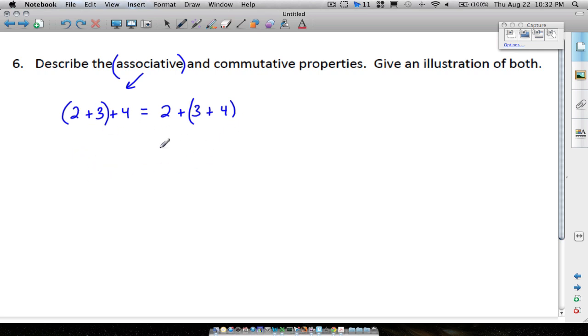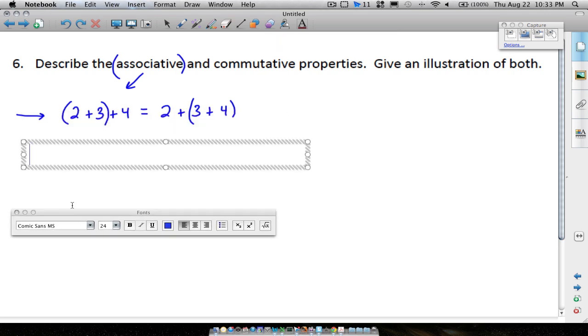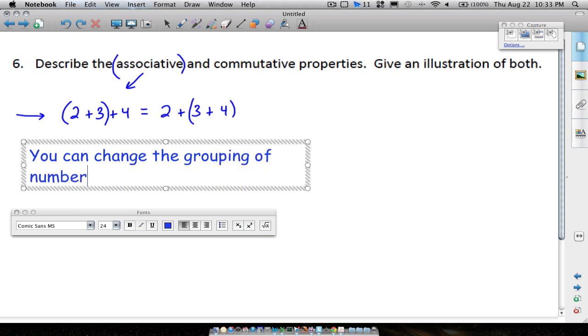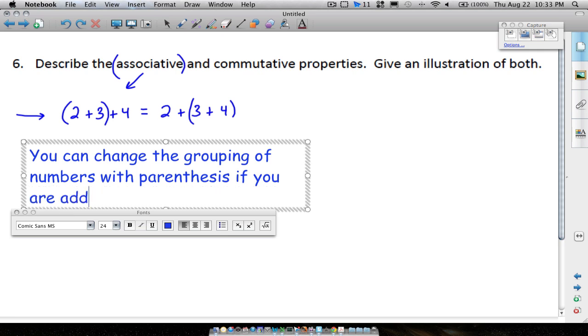But before I show you multiplication, let's just work this out. This is all I'd want you to show. Describe it. Well, we do have to describe it. So if you describe that, you could say you can change the grouping of numbers with parentheses if you are adding or multiplying, and I'll show you the multiplying piece in a second. But again, let's see why.